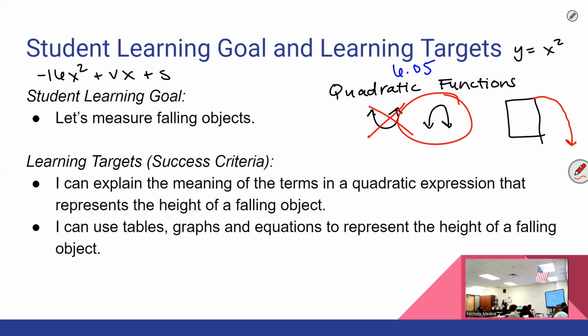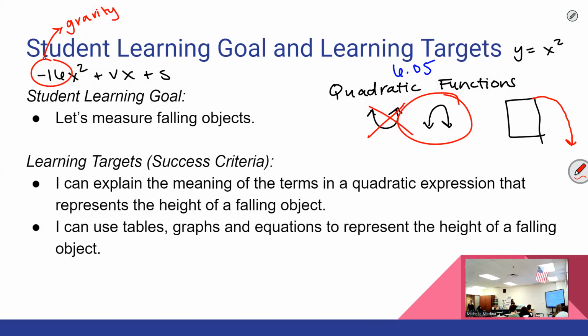The negative 16 is hopefully familiar from today's lesson. That has something to do with gravity. I'm not a physics teacher, but that has something to do with gravity. The more something is in the air that's falling, the faster it falls. Gravity pulls on it. So that negative 16 is always there, attached to the x squared.